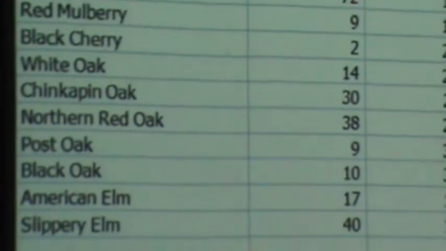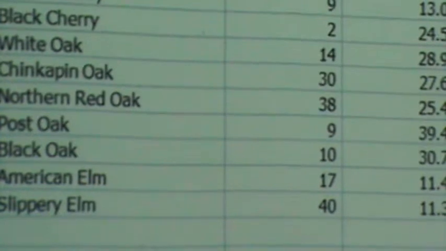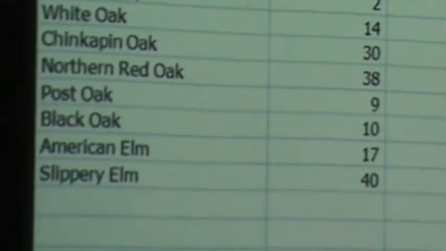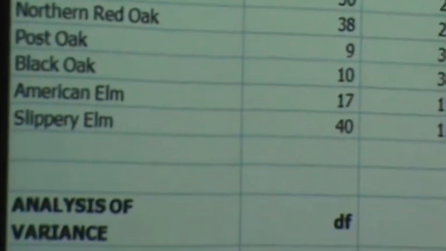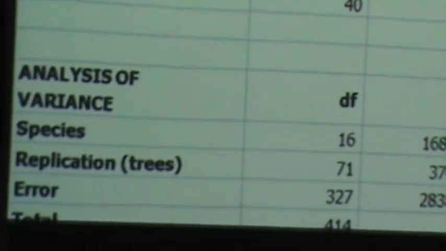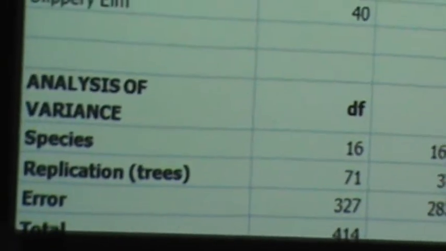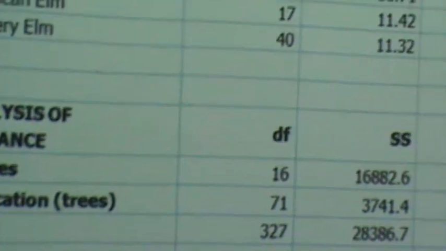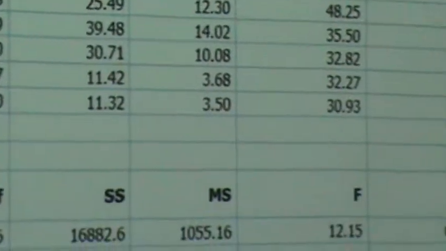One-way analysis of variance was used to test for the tree species differences in tree diameter at breast height. And the tree species for tree diameter at breast height differ significantly at a p-value that was less than 0.05 for each species.